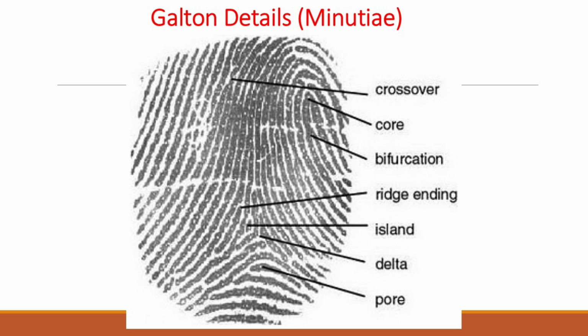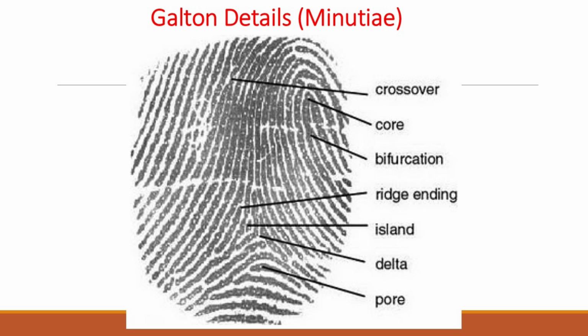Then you have an island. An island is a small ridge that cuts off from other ridges, from other lines. So it's just staying alone, as if it's an island. Then we have a delta.